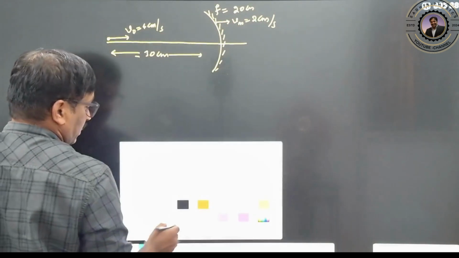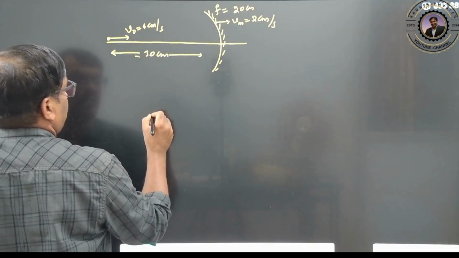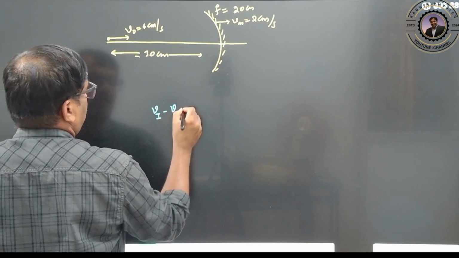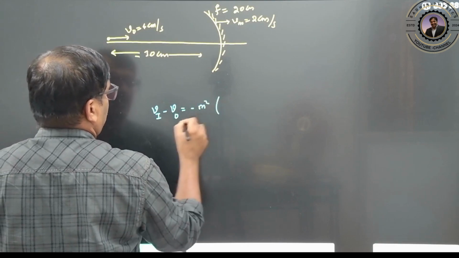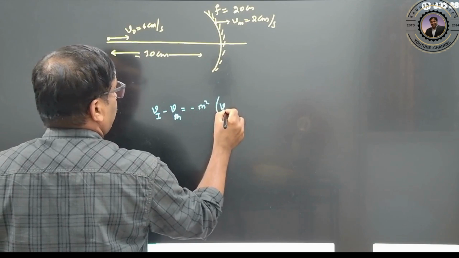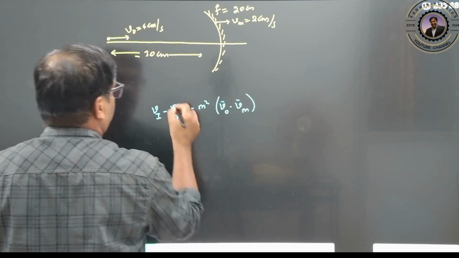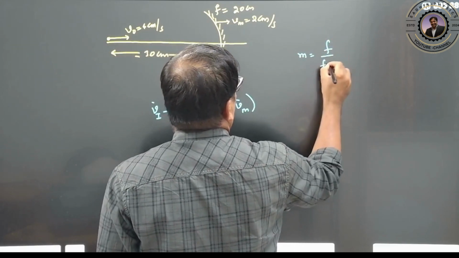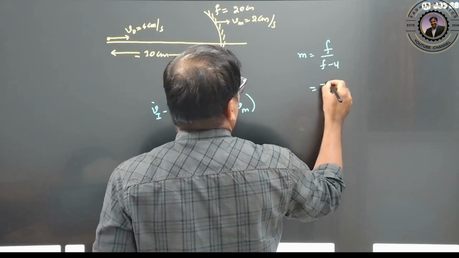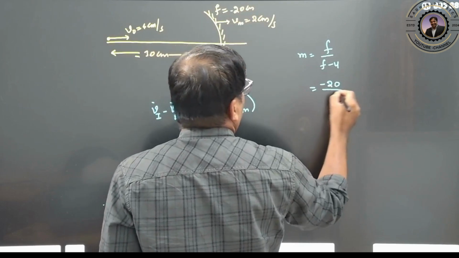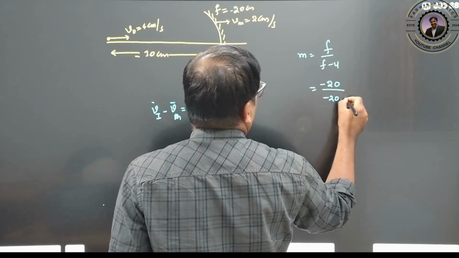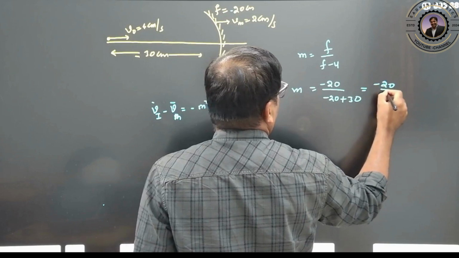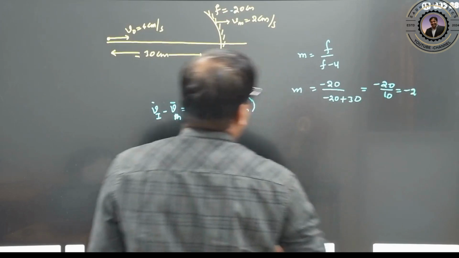So now first of all let us calculate the magnification. What is the magnification? Here we can write the velocity of the image minus the velocity of the mirror is equal to minus m square times the velocity of the object minus the velocity of the mirror. Clear? First calculate the magnification. Magnification is equal to f by f minus u. F is how much? Minus 20, because the focal length of this mirror is negative, by minus 20 minus of minus plus 30. So it will be minus 20 by 10, therefore minus 2. So this will be your magnification.